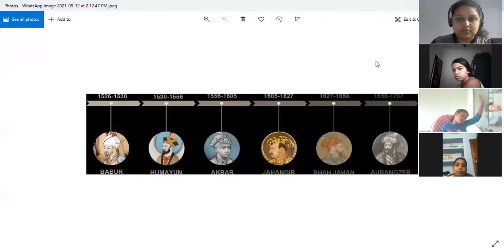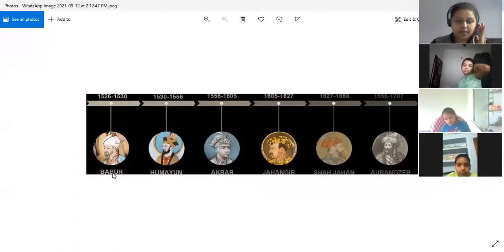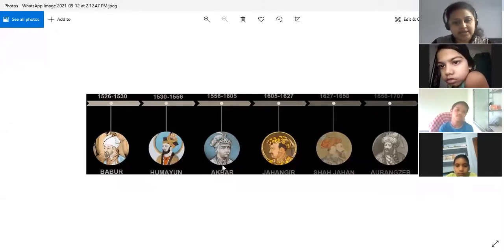Okay, can you see this image now? All of you look here. This is Babur, the first Mughal emperor. After his death, Humayun became the next emperor. And after Humayun, Akbar became the next emperor. That is the third emperor of this Mughal dynasty.